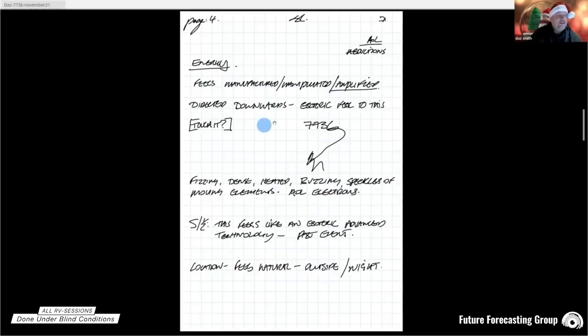So I tried to touch it and I felt that the energy was fizzy, dense, heated. It buzzed with speckles of moving elements, and I felt that this was like electrons. And it felt like an esoteric advanced technology, and this was a past event. The location felt natural, outside, and it felt like I was viewing this at night.